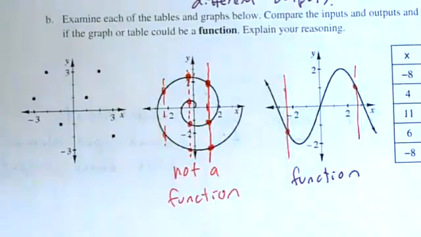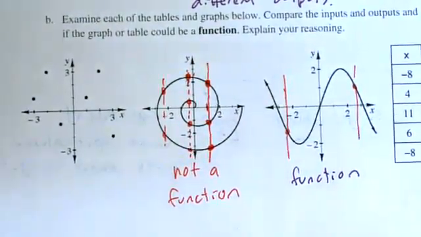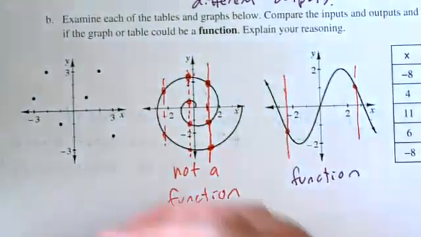It just has a bunch of dots. Would this pass the vertical line test though? Can you draw a vertical line anywhere that's going to cross through more than one of those dots? No, so it passes. This is a function.